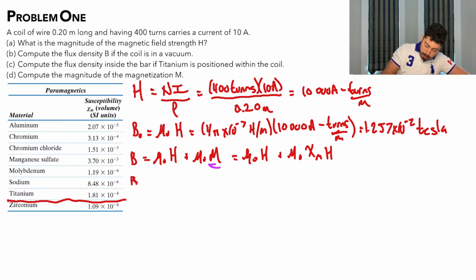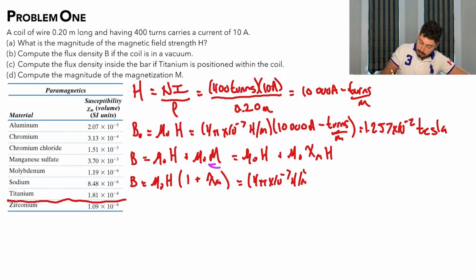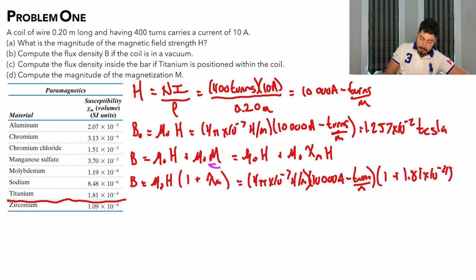So let's manipulate this equation a little bit further, and we say that mu naught times H is times 1 plus chi m. So substituting our values of 4 pi times 10 to the minus 7 henries per meter times 10,000 amp turns per meter, and multiply that by 1 plus chi m, which is 1.81 times 10 to the minus 4. And that's going to yield us a value for the flux density of 1.257 times 10 to the minus 2, and again the unit is Teslas.